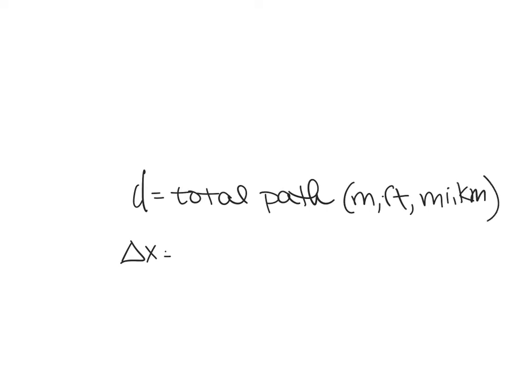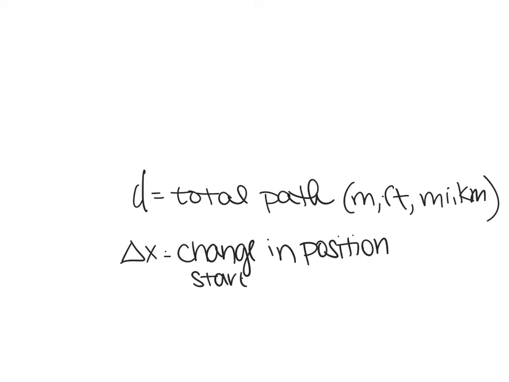For displacement, this is my straight line distance or my change in position. So my straight line distance from start to end. Remember, with your displacement, it does not matter what happens in the middle. So if you end up at the same spot at the end, then your displacement is 0.